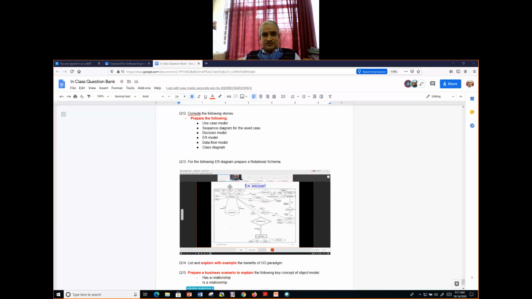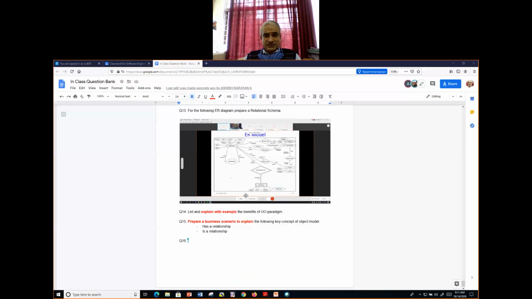Now, ER model, right? Prepare relation schema for this, or a story will be given. You'll be asked to create an ER model as you see in question number 12. Got it. So this is how things will go. Look at the 15th question. Prepare a business scenario to explain the following key concepts: has-a relationship and is-a relationship. Please remember, in all such cases, the scenario or the story is more important, right?